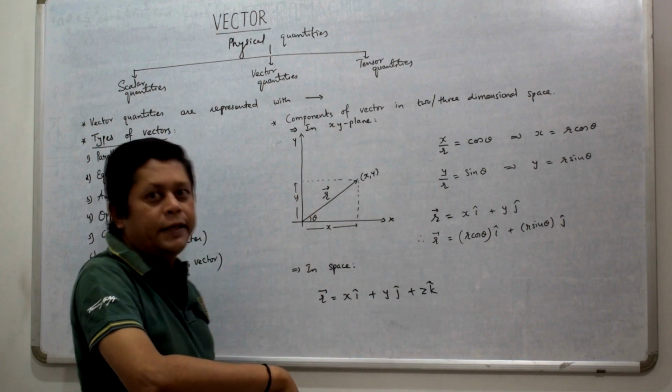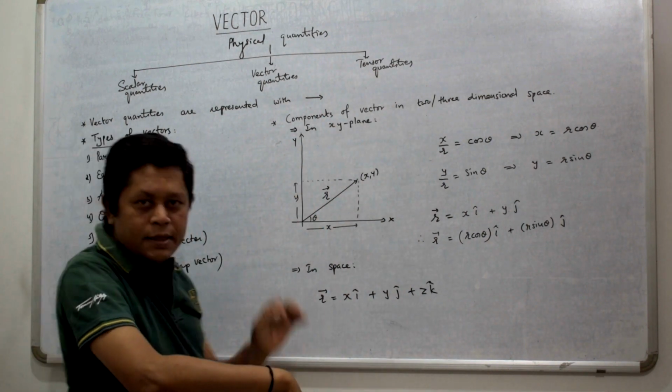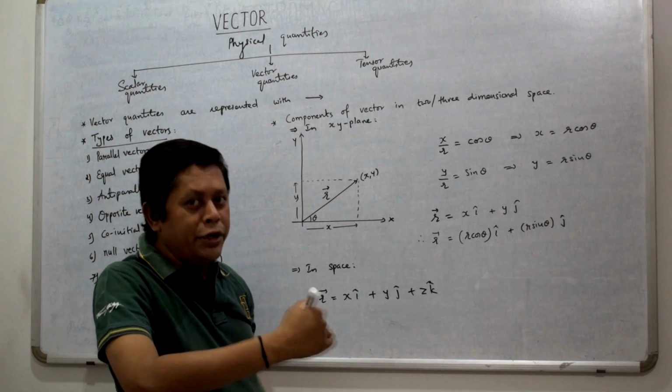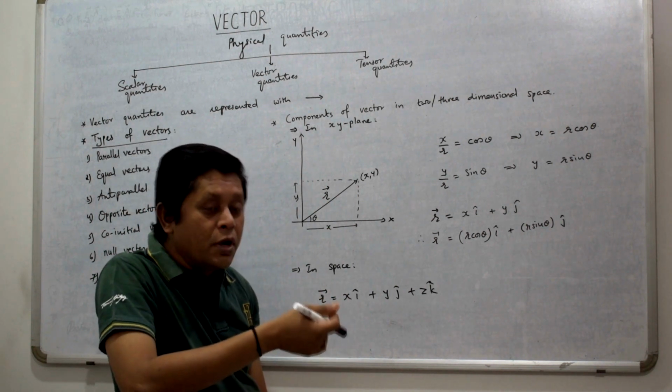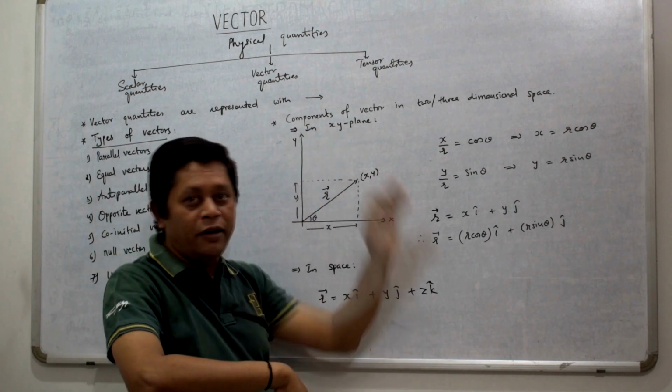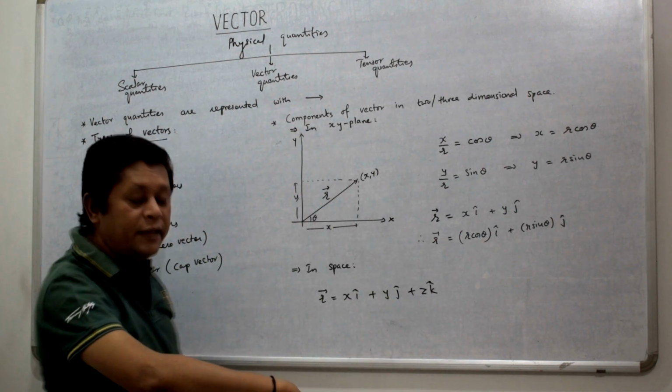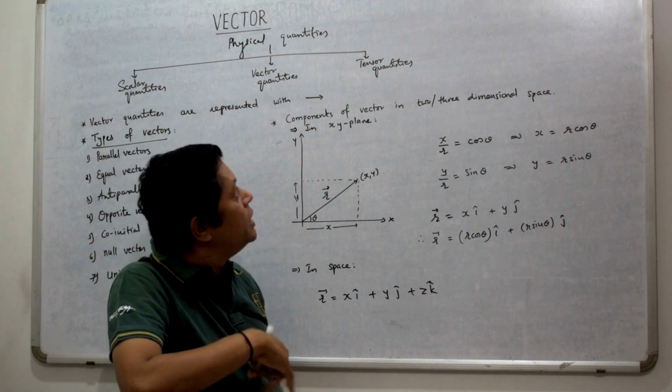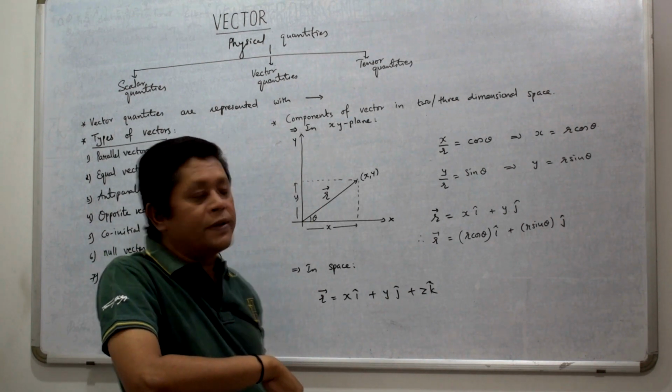Third category, that is tensor quantity. Some physical quantities have a magnitude, and they have a direction also, but still they do not come into the category of vector quantities. That kind of quantities you can call tensor quantities.